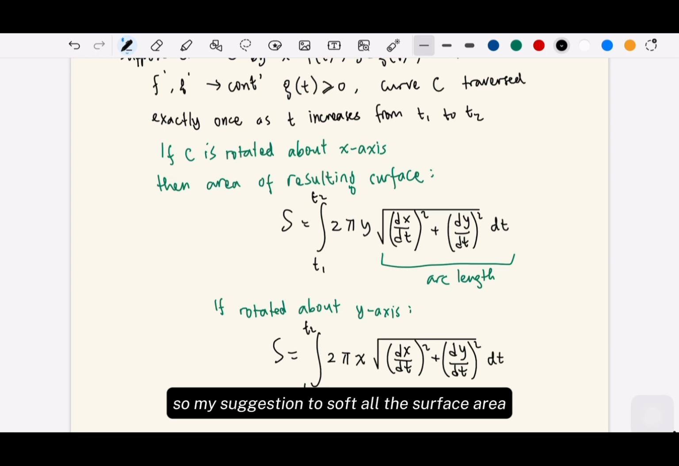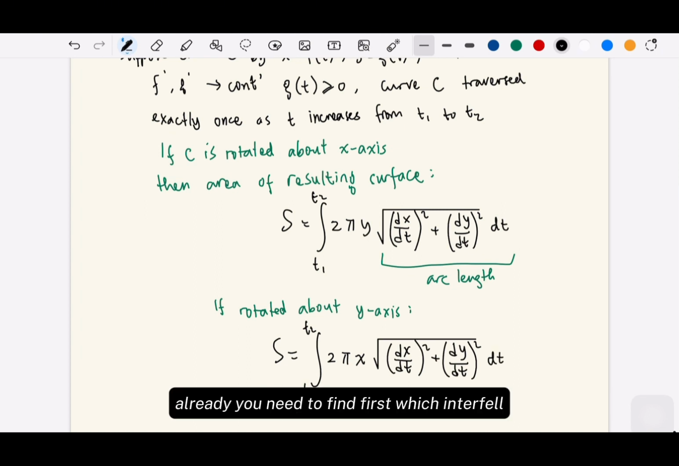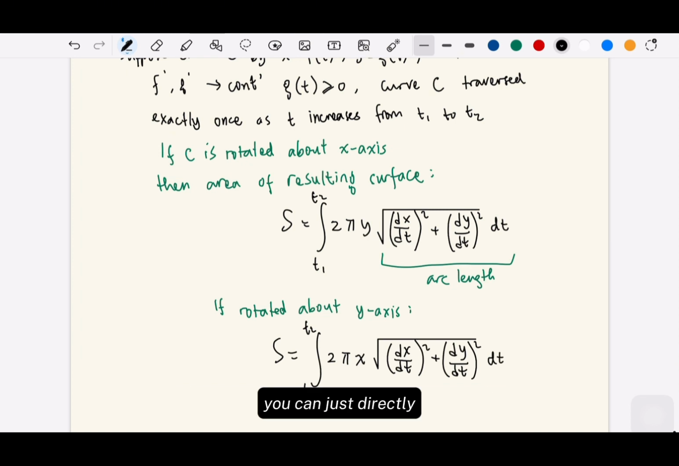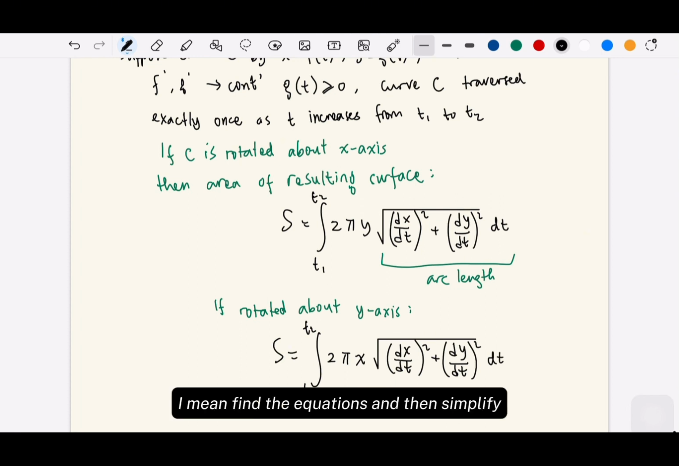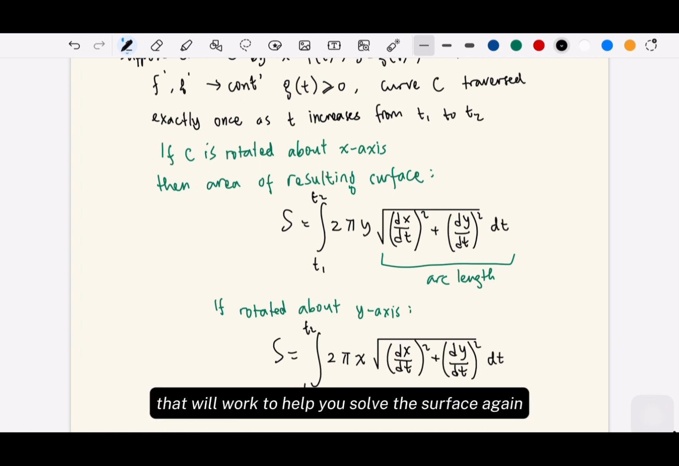So my suggestion to solve all the surface area problems: first, find the arc length. Or maybe you need to find the interval first, or if the question is already giving you the interval, you can just find the arc length first. Find the equations, simplify, and then put them here. Exchange this with the one that you already simplified, and then solve this integral. I think that will work most of the time to help you solve the surface area.